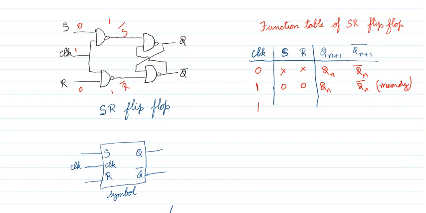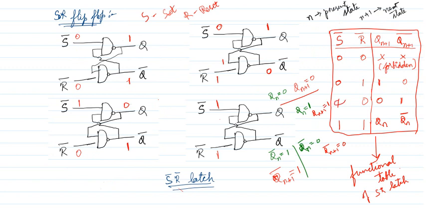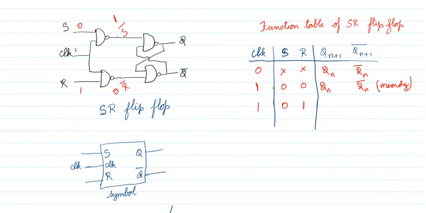Next, I will look at another combination. Clock is 1, S is 0, R is 1. Now try to fill in S bar, R bar. S is 0, clock is 1, so S bar is 1. Both inputs of the other gate are 1, so R bar is 0. Look at the past table. When S bar is 1, R bar is 0, it is 0, 1.